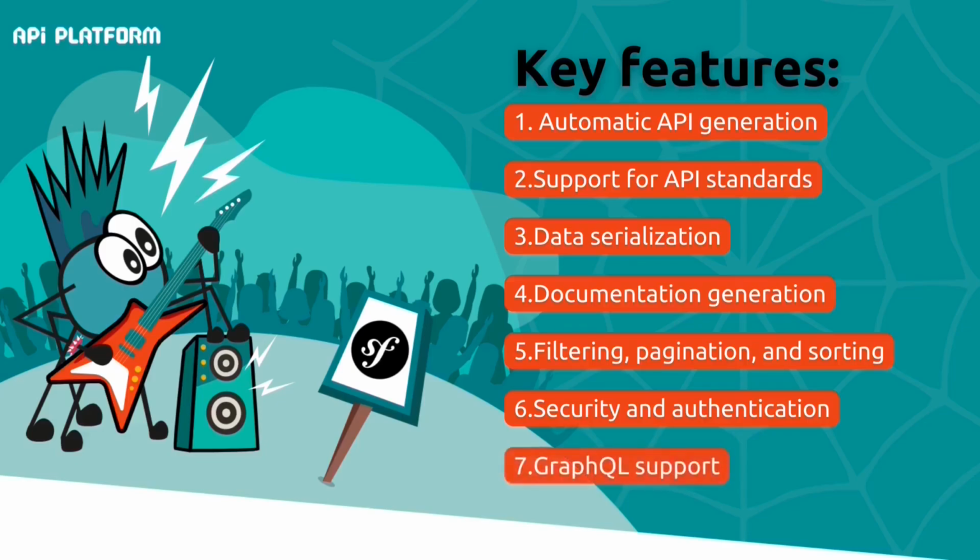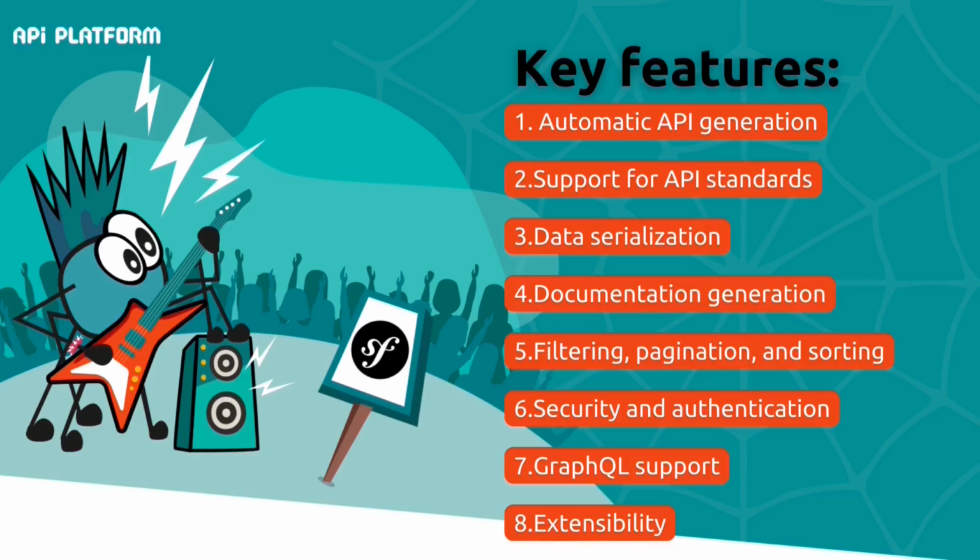Seventh, GraphQL support. In addition to traditional REST APIs, API Platform allows creating APIs using GraphQL, giving clients the ability to request only the necessary data, which improves performance. Eighth, extensibility. API Platform is easily extensible through the use of Symfony events, decoration, and custom data normalizers. You can add custom logic to adjust the API to your specific needs.